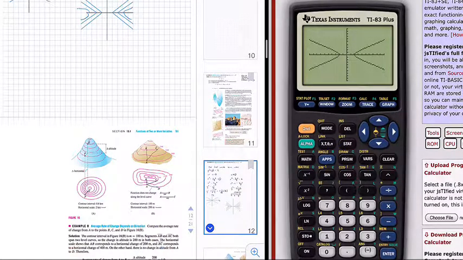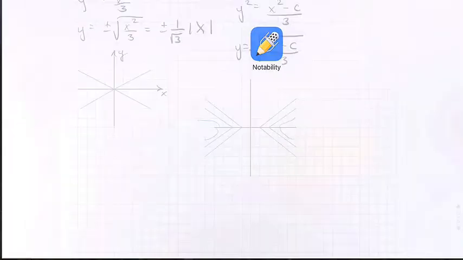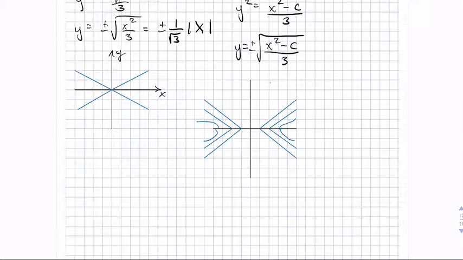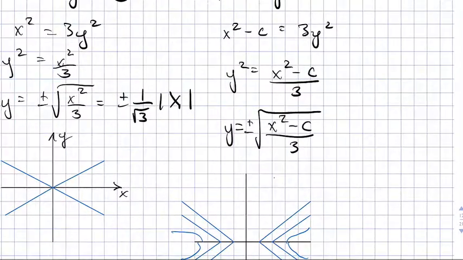And then when c is negative, so c strictly less than 0, let's see what happens when we do that. Just in an attempt to generalize, we'll have x squared minus 3y squared equals c. Again, this is some negative value.